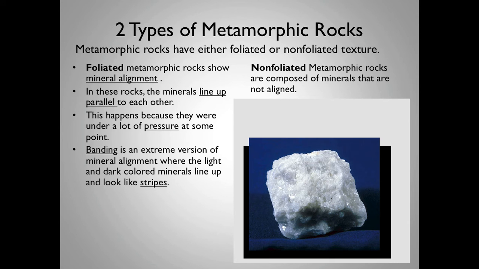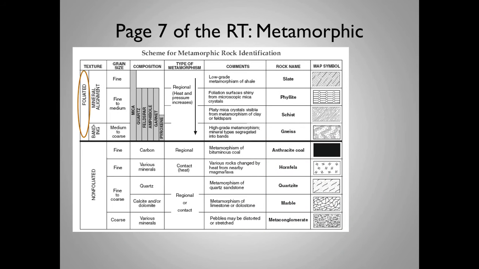Non-foliated metamorphic rocks, like the one pictured here, are composed of minerals that are not aligned. So this is a picture of marble. So here we go. We have our foliation over here. This chart is from page 7 of the reference tables. Feel free to pause and get your reference tables if you'd like. This chart is on the bottom of the page underneath the sedimentary rock identification table.